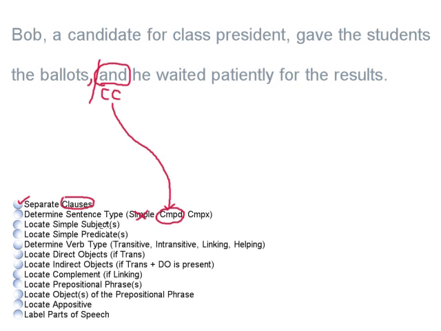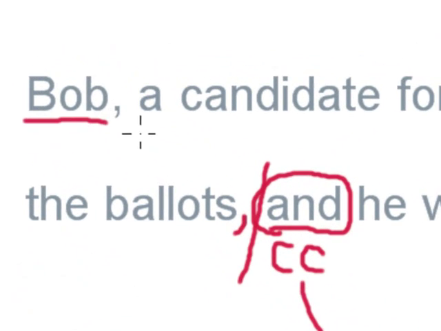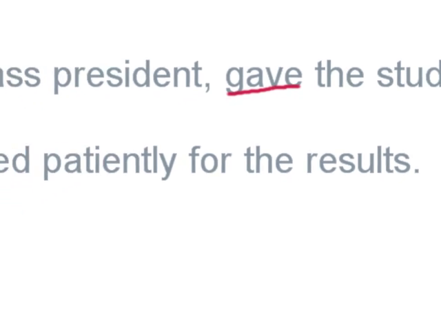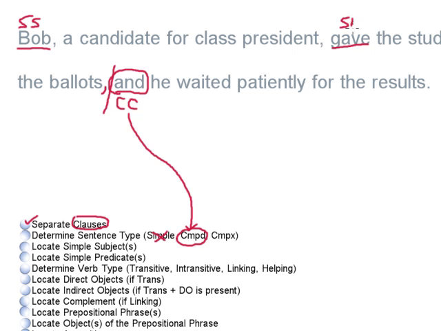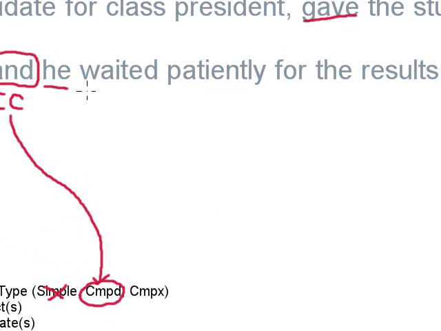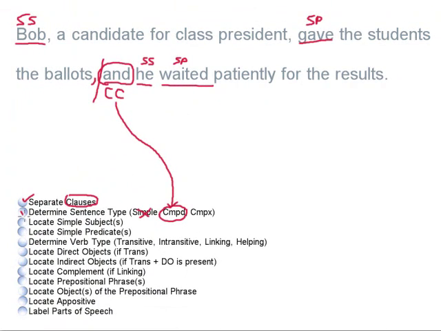Next step, locate the simple subjects. To do that you have to know who or what is doing or being in this sentence. We've got a simple subject here, Bob. What's Bob doing? Candidate for class president gave the students the ballots. He's giving. My simple subject, my simple predicate. Since we have two clauses, there are two simple subjects and two simple predicates. So I have to look for the simple subject and simple predicate in the next clause. He, and what's he doing? He's waiting. So we have a simple subject and a simple predicate. Two clauses means two simple subjects, two simple predicates.